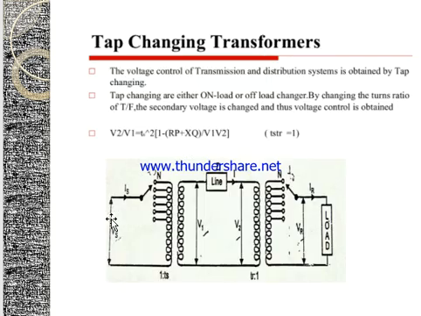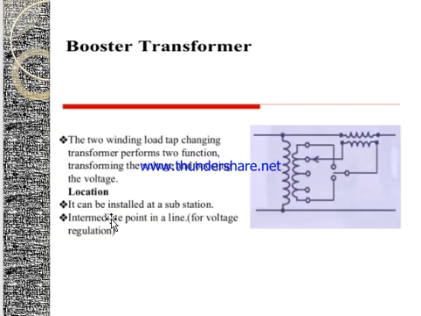While considering the tap changing transformer, the voltage control of a transmission and distribution system is obtained by tap changing transformers. Tap changing is done either in off load or on load condition. By changing the turns ratio of the transformer, the secondary voltage is changed and thus voltage control is obtained.